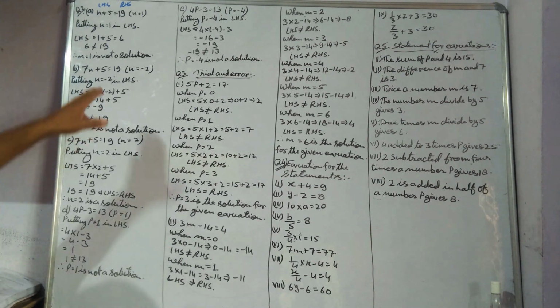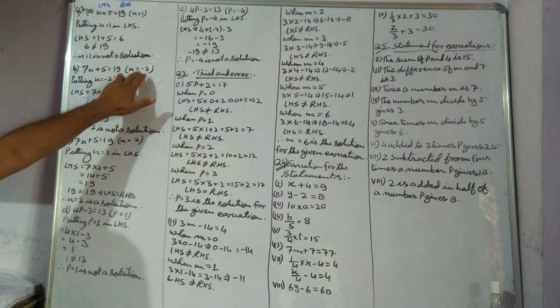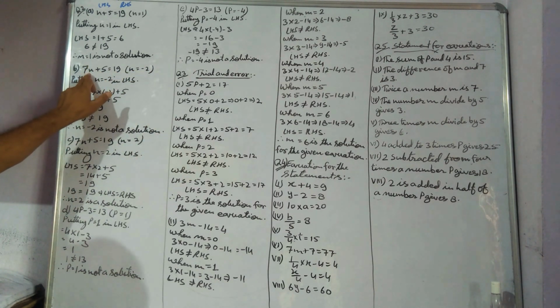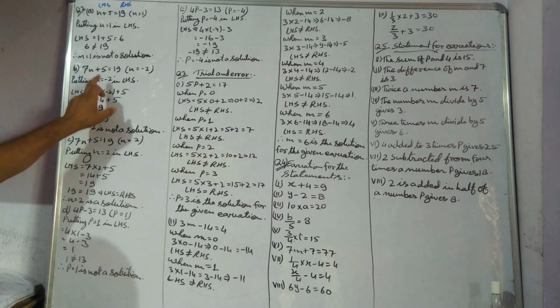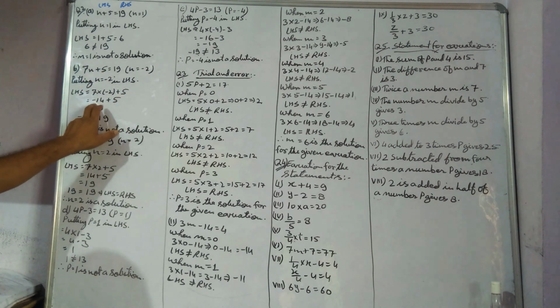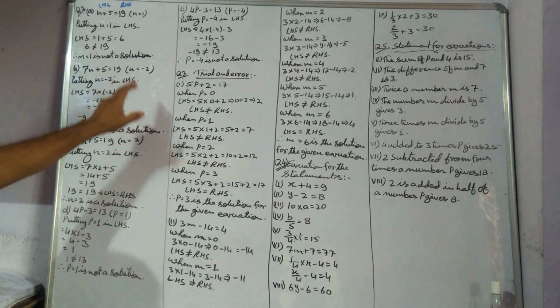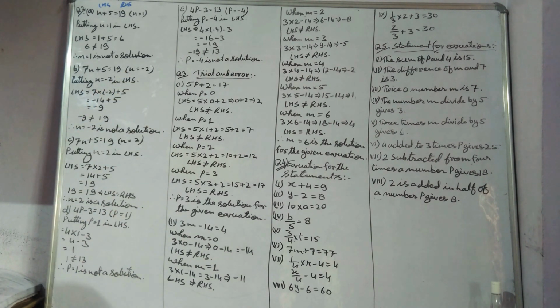Next one is given: 7n plus 5 is equal to 19, and the value is given as minus 2. So we will put the value of n in the LHS, which means the left hand side part of the equation. That is 7 into minus 2 plus 5, which is equal to minus 14 plus 5, which is equal to minus 9. Because minus 9 is not equal to 19, it means that LHS is not equal to the RHS. Therefore n equals minus 2 is not a solution for the given equation.